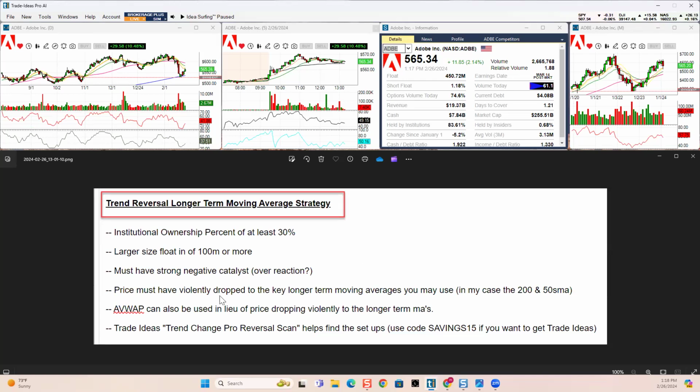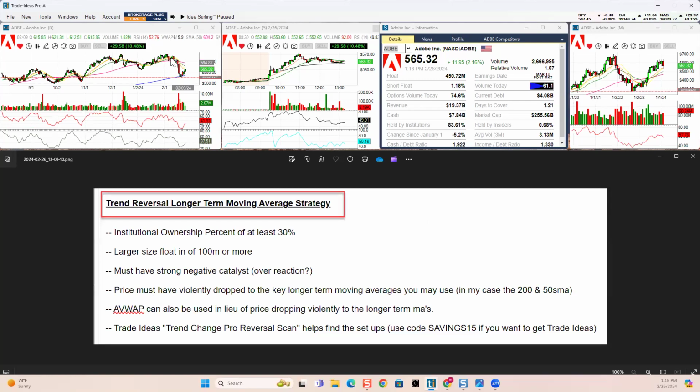All right. So you must also have price violently drop into the longer term moving averages. And if you're looking to use some scans to find you these sort of setups, the information on trade ideas is at the bottom. But let's look at Adobe. So let's go to a second example. In Adobe, I entered this last week.